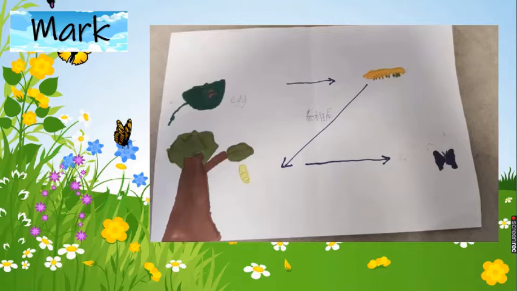Now here's Mark's homework. Here's a leaf with an egg on it, and the egg hatches into a caterpillar clearly, and then it goes.